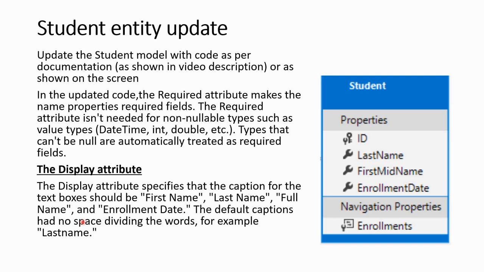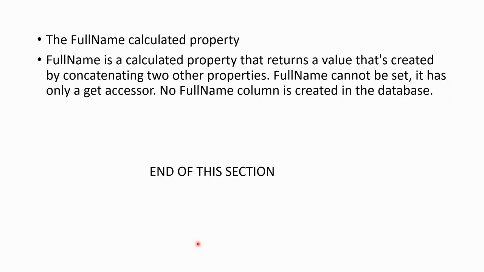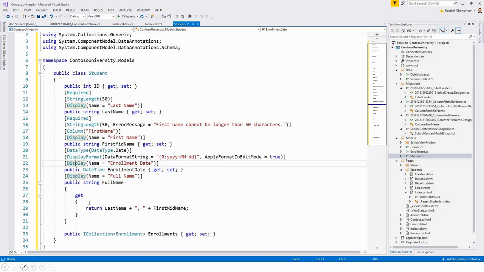So finally, there is a full name calculated property. Full name is a calculated property that returns a value that's created by concatenating two other properties. Full name cannot be set, it has only a get accessor. Getting back to the code again, it has only a get accessor, and it has been made out of the concatenation of the first mid name and the last name. So that's it. In the next part, we'll create all the extra entities.